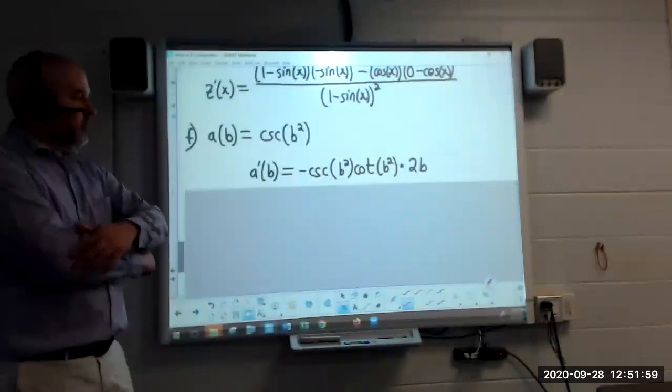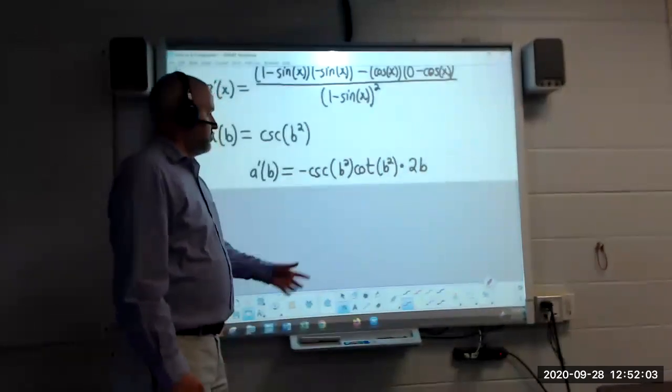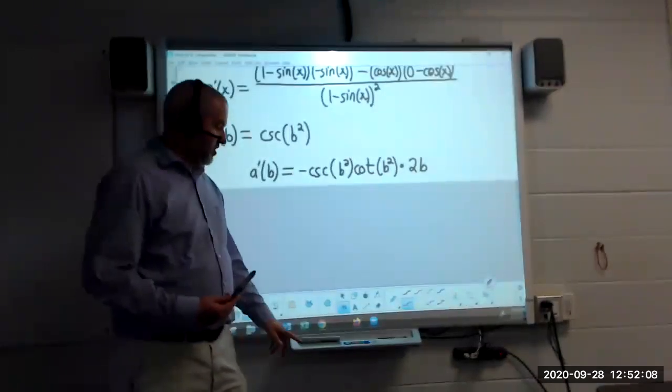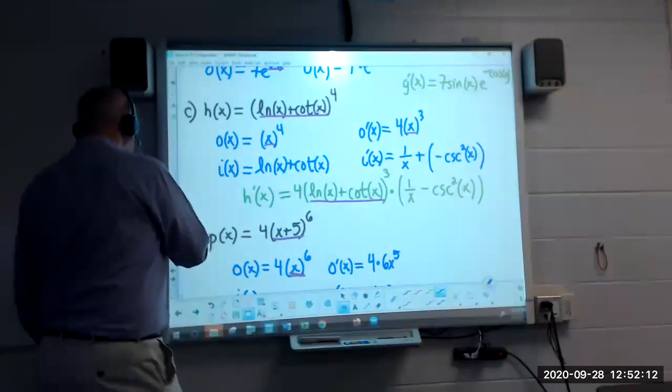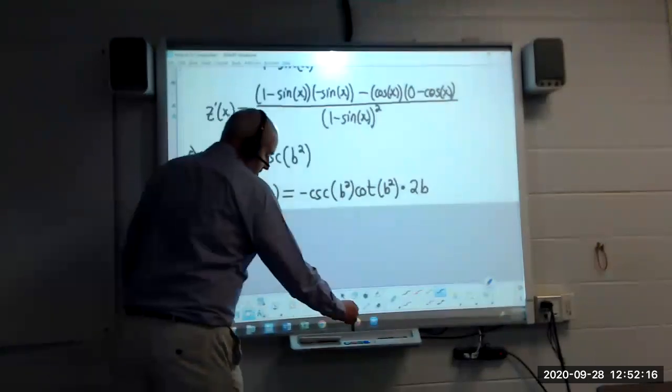The derivative of cosecant is the opposite of cosecant of b squared times cotangent of b squared, and then I have to multiply by the derivative. Then I have to multiply by the derivative.